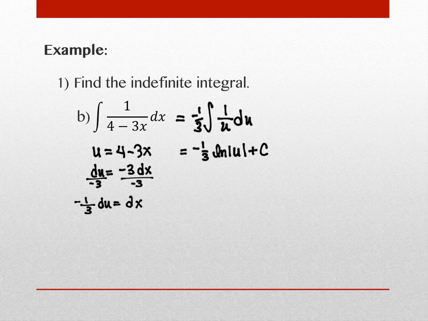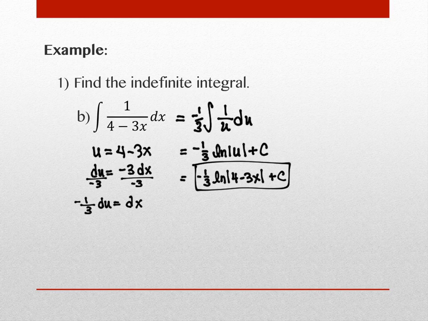Yeah, if the problem started out with x, the problem needs to be ending with x. Any substitution we made in between, we have to undo it, or back substitute. So I've got negative 1/3 natural log, and then the u is 4 minus 3x, which is in our absolute values, plus c. So far, so good? Yes, sir.